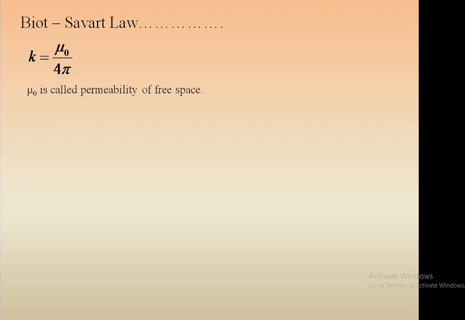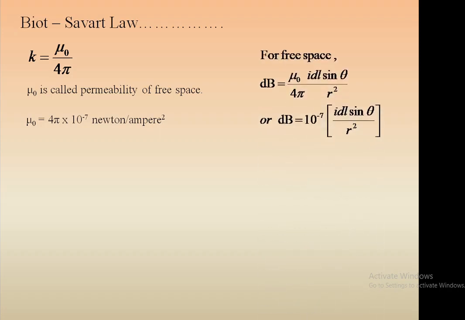In free space, the value of permeability mu 0 is 4 pi into 10 raised to negative 7 Newton per ampere square. So in free space, we can rewrite the Biot-Savart law like this: dB is equal to mu 0 divided by 4 pi times I dl sin theta by r square. Also, when we substitute the value of mu 0 as 4 pi into 10 raised to negative 7, then dB is equal to 10 raised to negative 7 times I dl sin theta by r square.